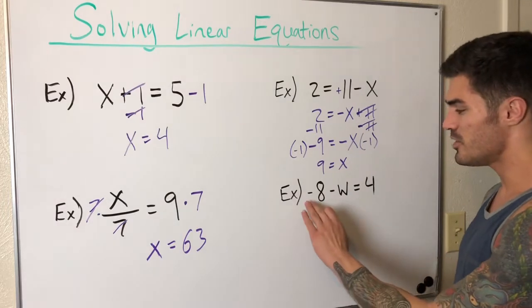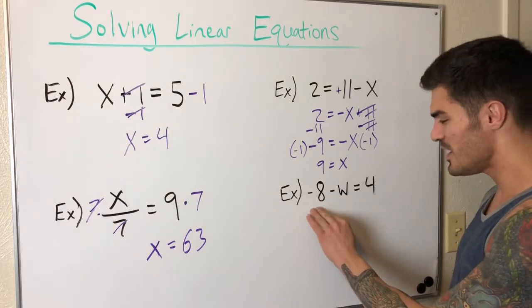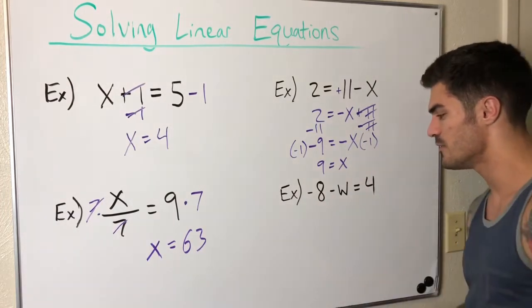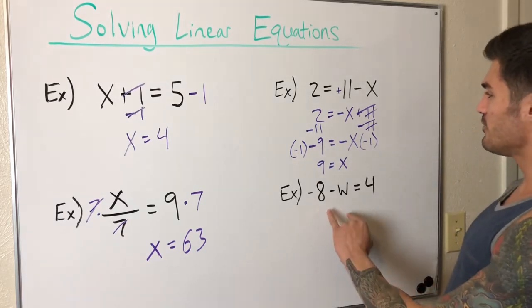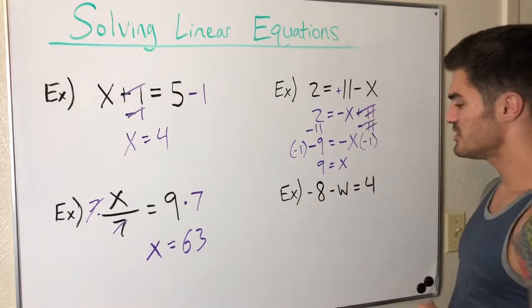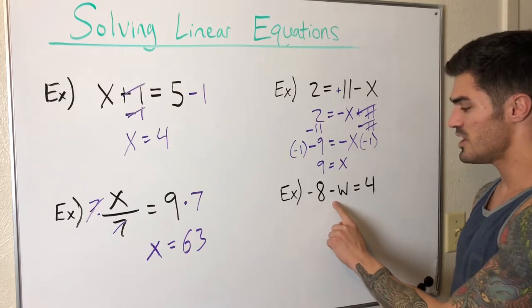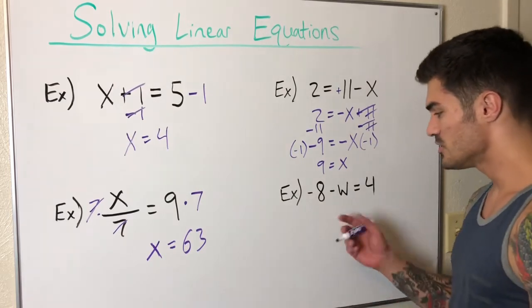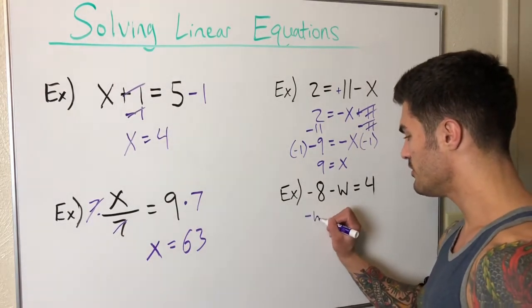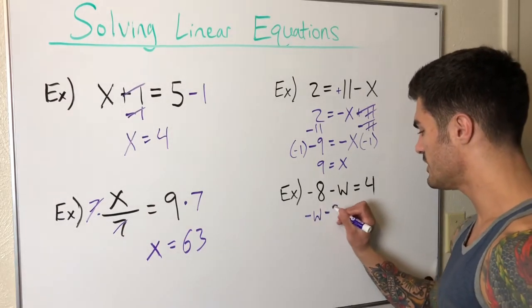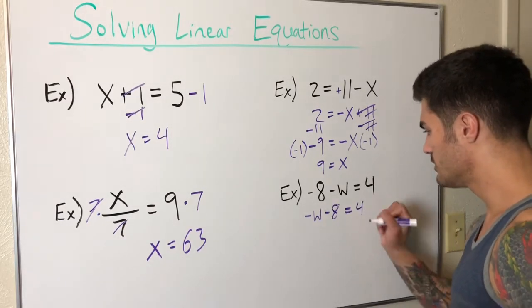So this may come up. Negative 8 minus w equals 4. First of all, I can rearrange it. I can rewrite it just like I did in the previous example, because we notice we have a negative in front of our variable. So if that helps, you can do it. And this can be rewritten as negative w minus 8 equals 4.